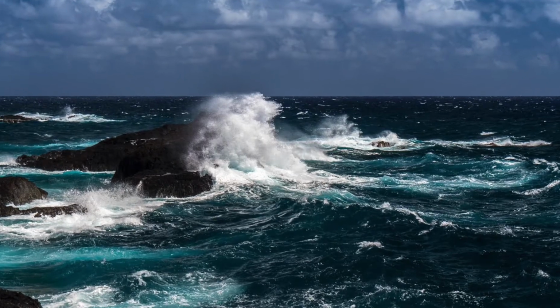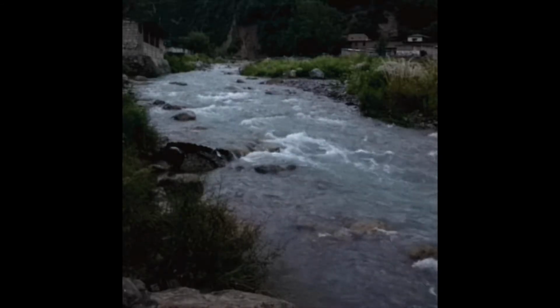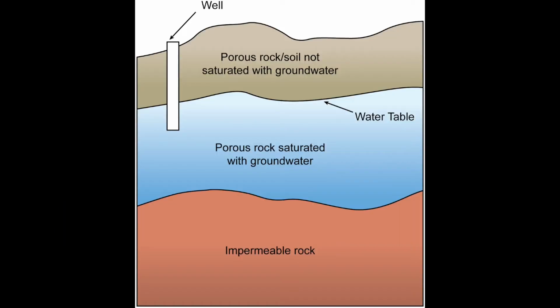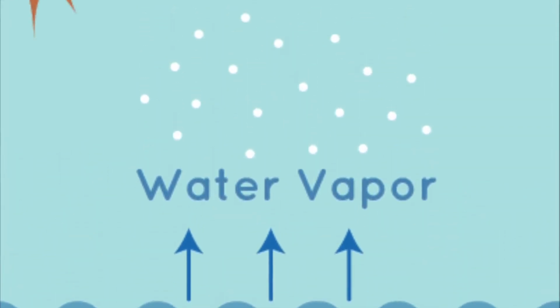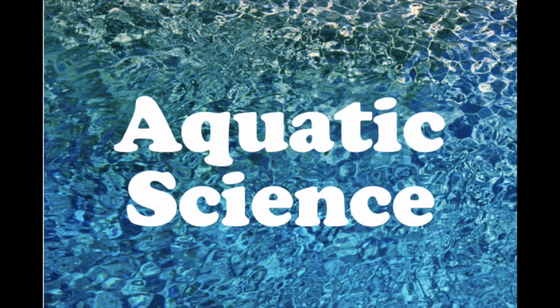Most of that comes from our oceans, such as the Pacific, our biggest ocean, which is pictured here. Water also exists in rivers and lakes, glaciers and ice caps, under the Earth's surface in aquifers, and also as water vapor in our atmosphere, all of which is imperative for life to exist on our planet. We will cover all of these concepts and more this semester in Aquatic Science.